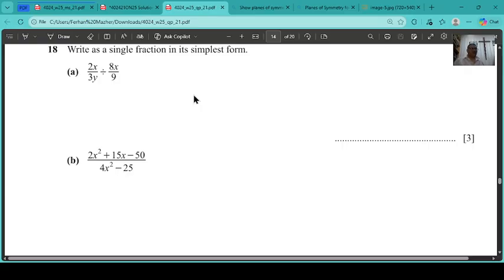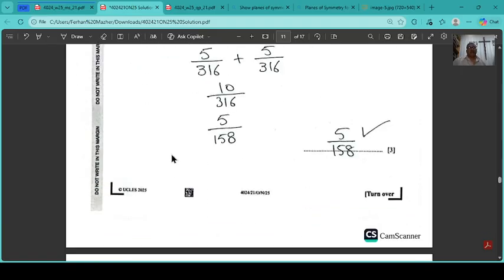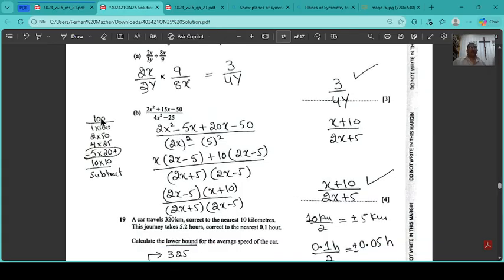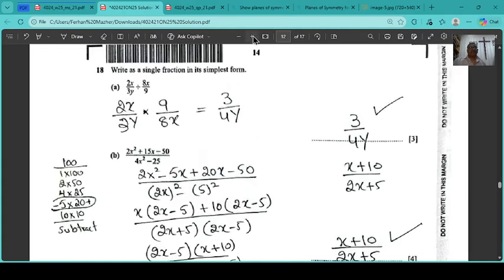That is question number 18, which is showing up on your screen. He says, write as a single fraction in its simplest form: 2x divided by 3y, then a divide sign, then the fraction 8x by 9. Convert this divide sign into multiplication, and the fraction after the divide sign will be reciprocated, that is flipped, and then do the cutting and you will be able to find the answer, sir.